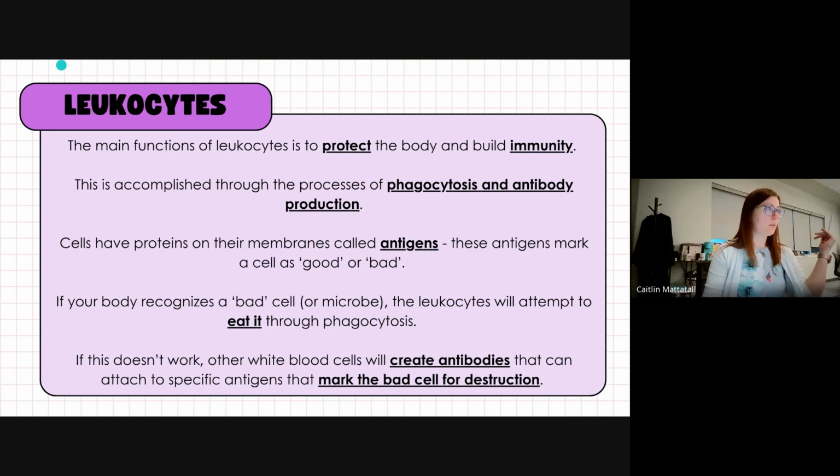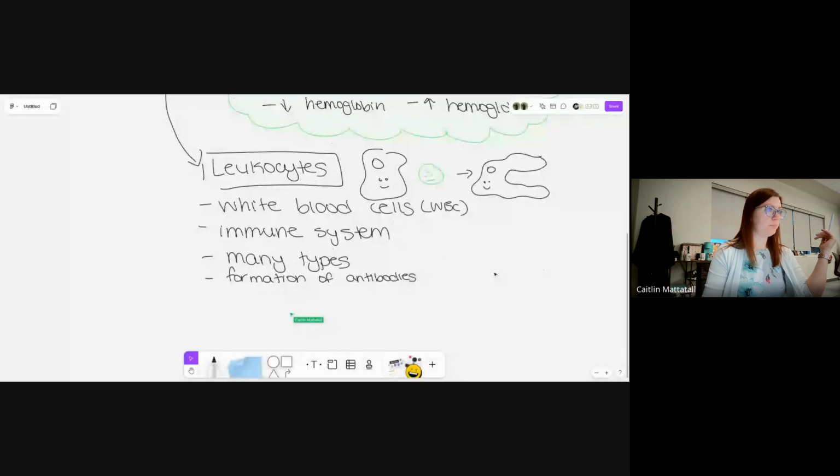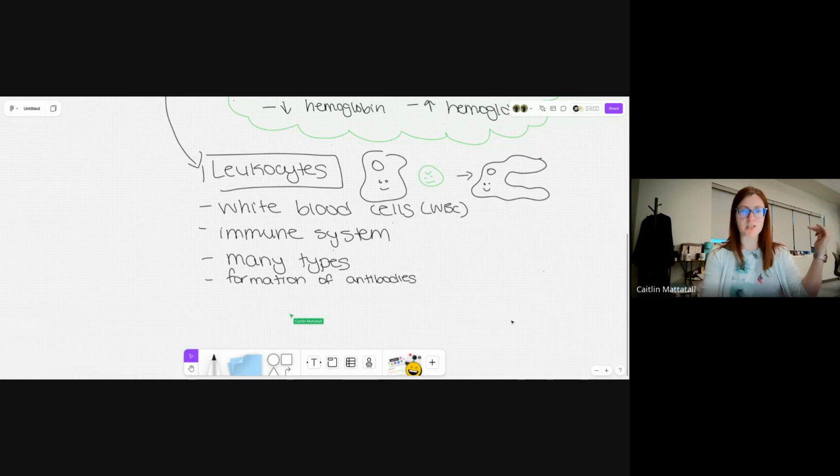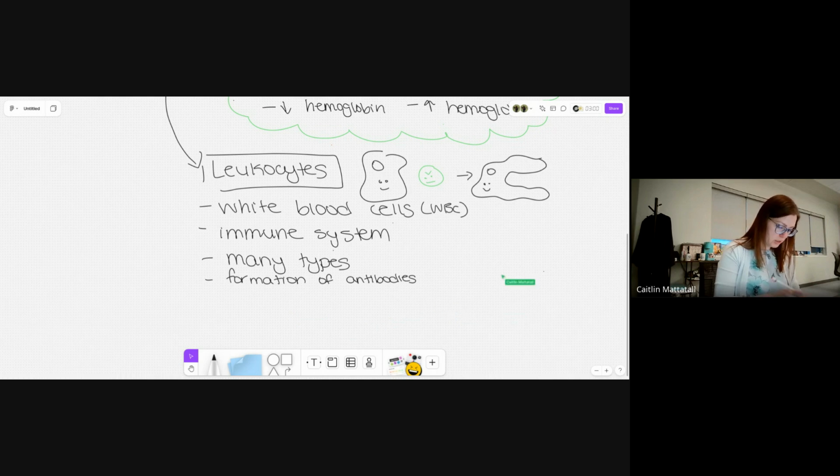I'm going to flip back here for right now just to help explain this next process. So leukocytes, again, are your white blood cells. They're part of your immune system. There's lots of types, and they help to form antibodies. When we look at the cells, these cells all have proteins on the outside that make them look a little wonky.